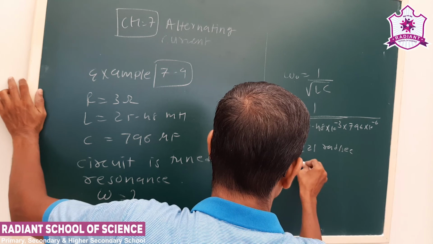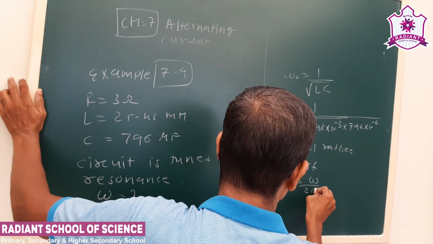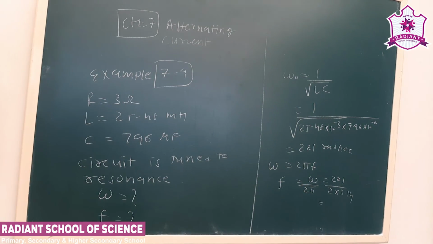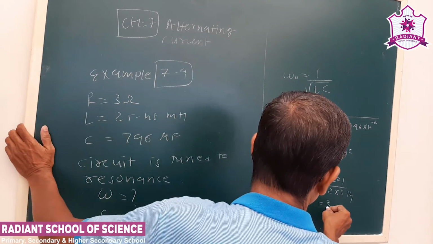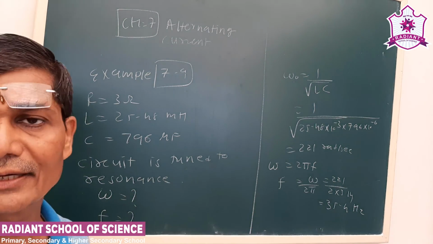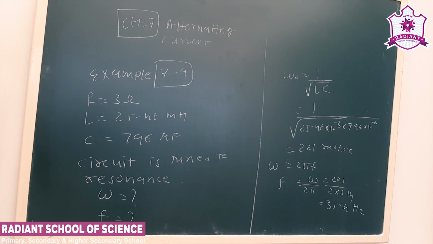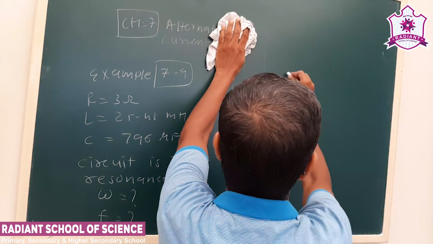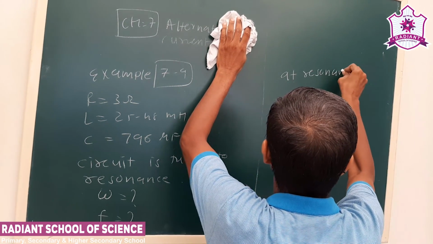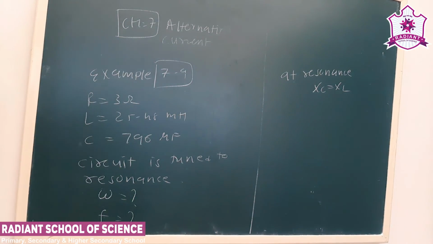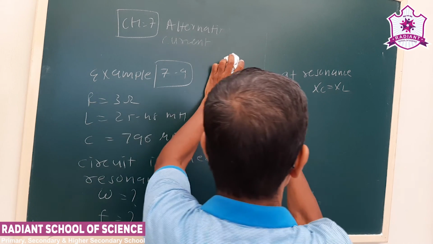Omega is 2 pi f, so f is omega upon 2 pi. If you solve this, this will be about 35.4 hertz. So this is how we can calculate the resonance frequency. Now see, at resonance XC is equal to XL. You can easily check that whenever it is given the condition of series resonance, XL and XC are always equal.